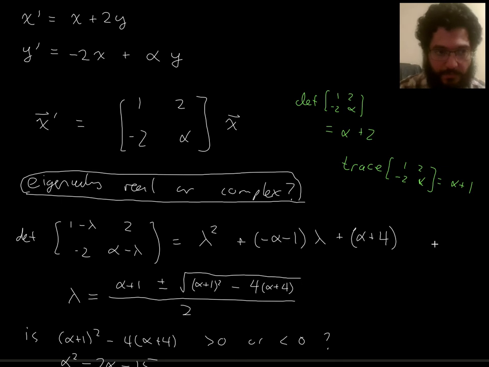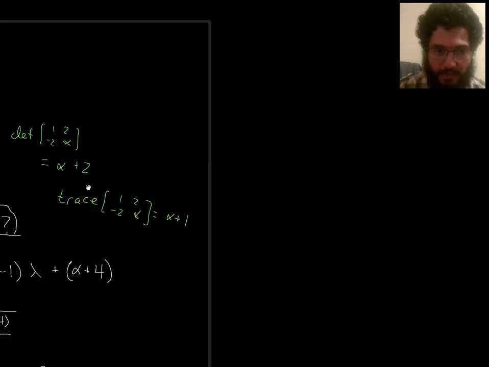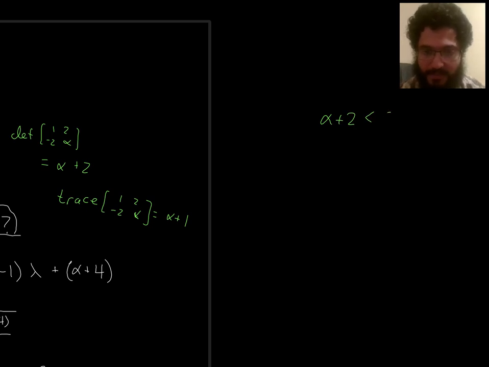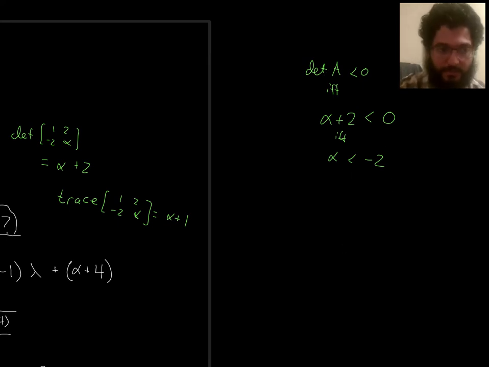Well, how about I do that calculation off to the side? The determinant is negative if and only if alpha plus 2 is less than 0. So the determinant, let's call it A, is negative if and only if alpha is less than negative 2. And similarly, the determinant is positive if and only if alpha is greater than negative 2.